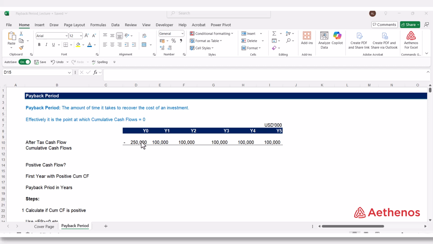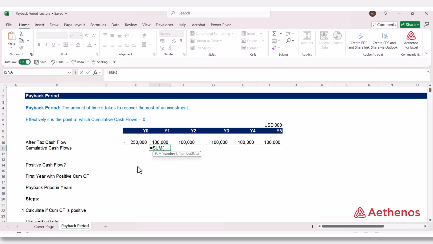So here we have a project that has an initial investment of $250,000 and these are the cash flows from year 1 to year 5. And we want to find the break-even point of this project. So first thing we need to do is calculate the cumulative cash flows of this project. So I can use a sum function, equals sum, and then for up to year 1, I want from D10 to E10, and I can close the bracket.